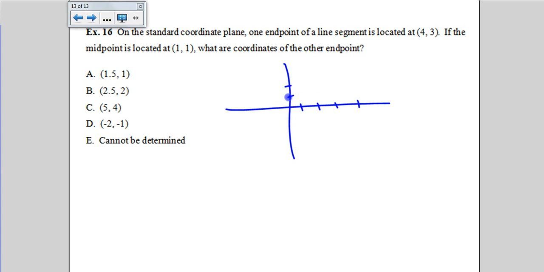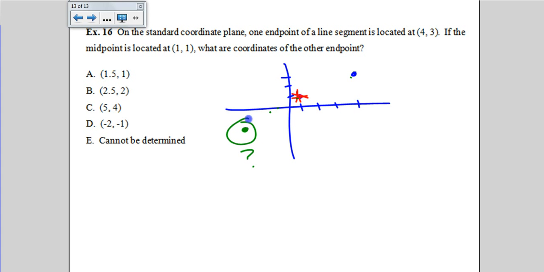So here's 4, 3 up here. And then here's 1, 1. Now if I read carefully, it says 4, 3 is the endpoint and 1, 1 is the midpoint. So if I kind of think about extending this line segment down, the other endpoint's going to be somewhere down here.